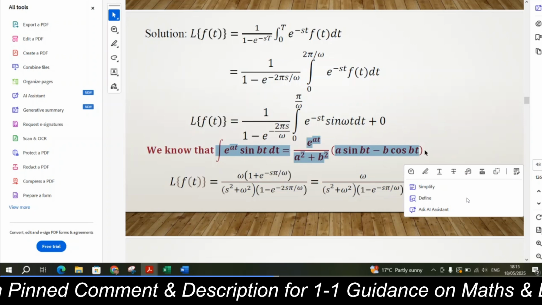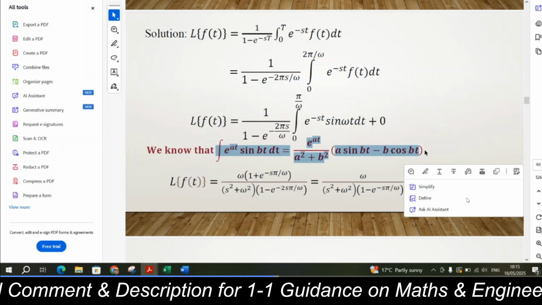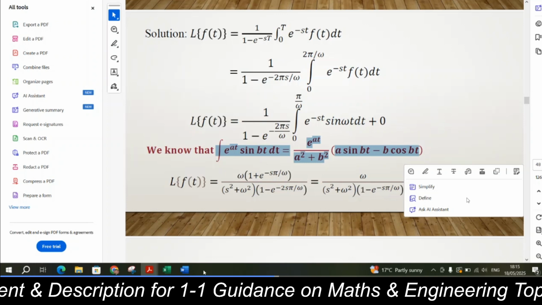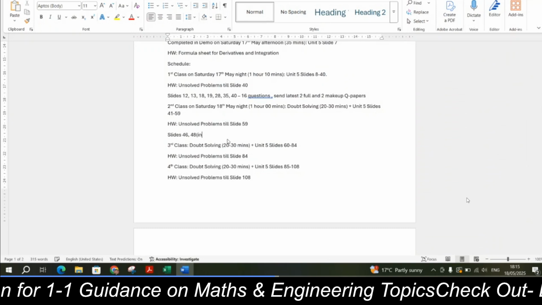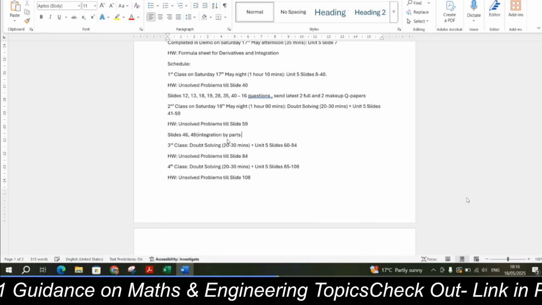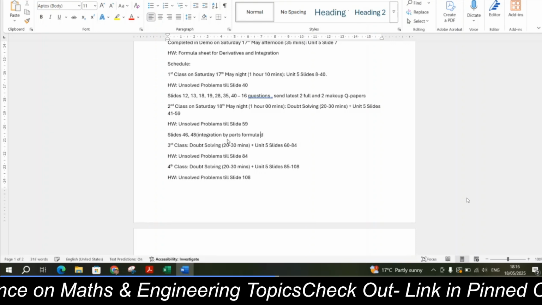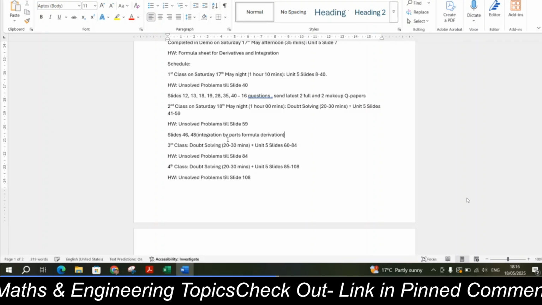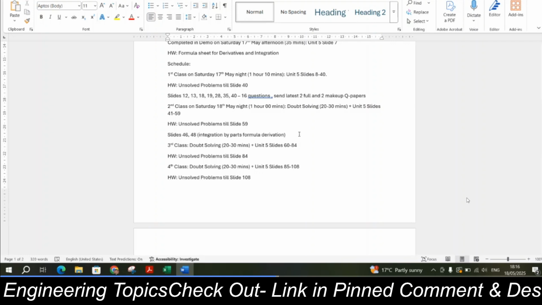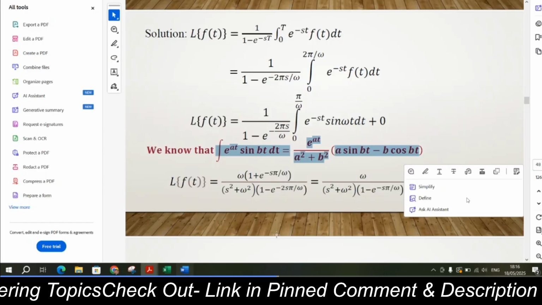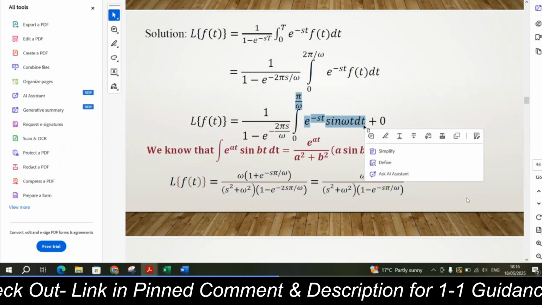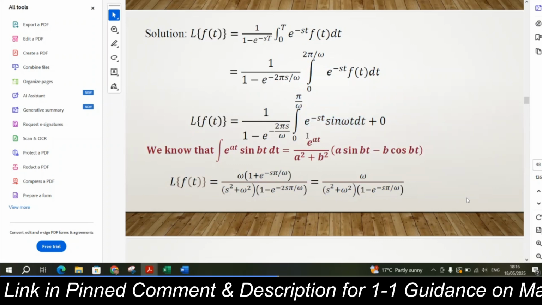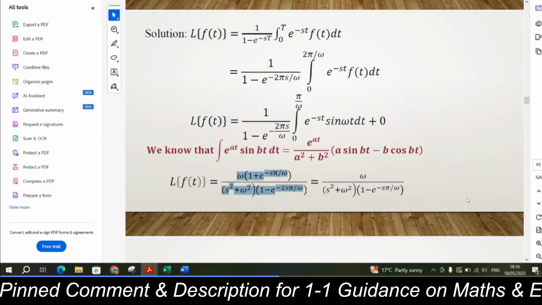Just note down slide 48. This is an additional homework I'm giving you. This is an integration by parts. Just check that you're able to get to this particular formula. Got it. Yes, sir. Okay, slide 48, I'll just mention over here: integration by parts formula derivation. That's slide 48.